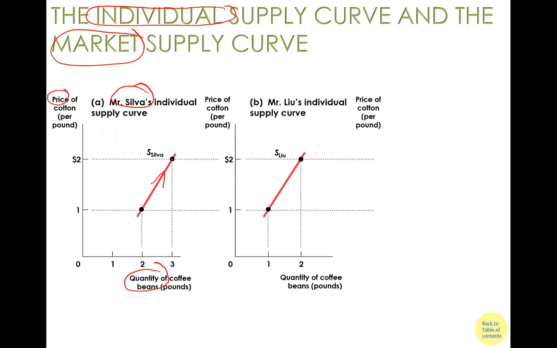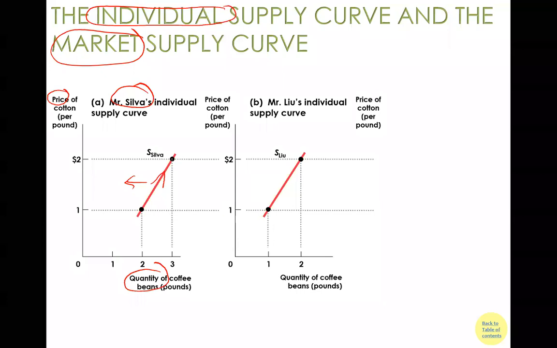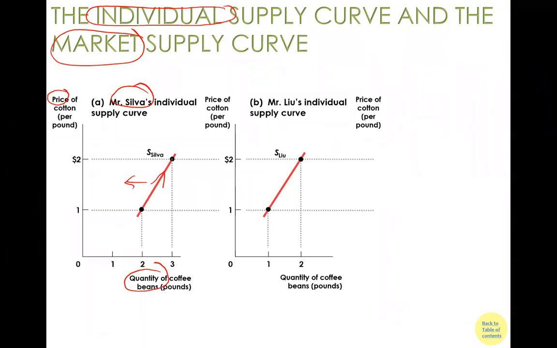Say, for example, if the price of corn increases, the supply of cotton will decrease because the farmer is going to substitute corn for cotton, because corn becomes more profitable to grow. Or if there is a new technology that boosts the production of cotton, that's going to lead to an increase in supply. So this is the individual.